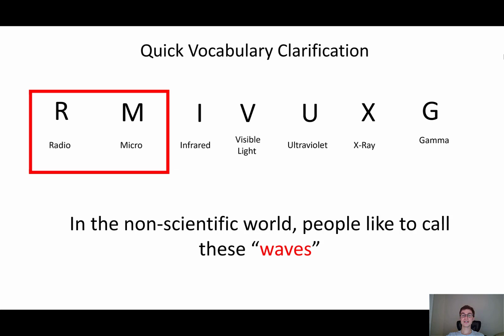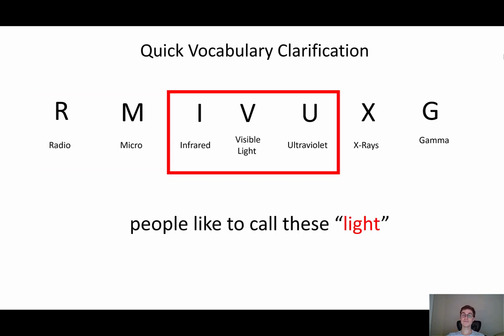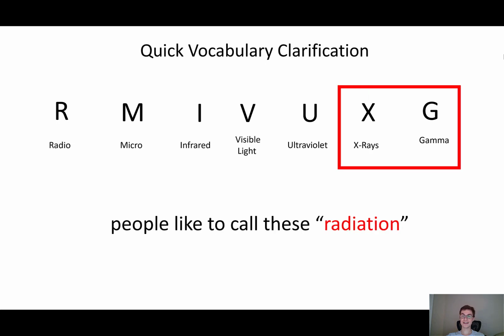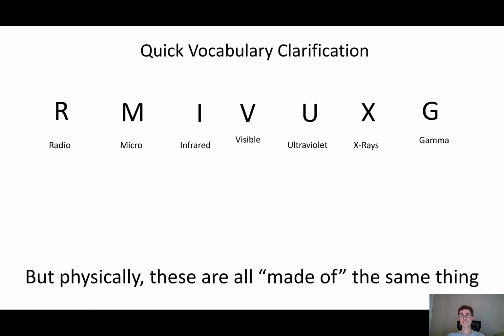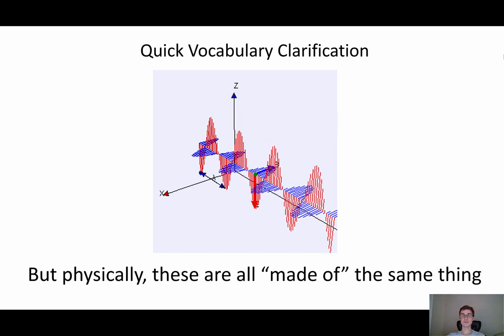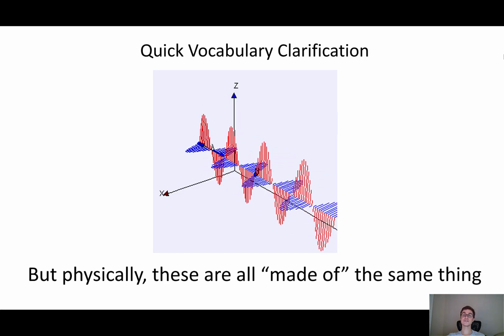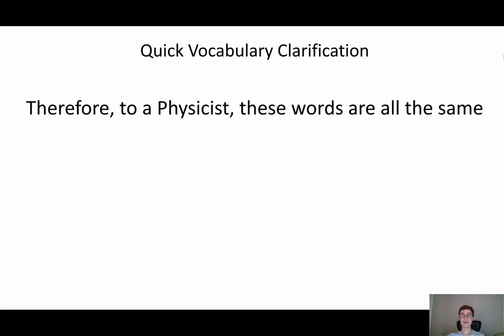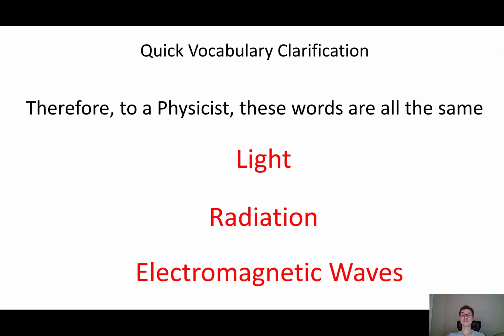So before I start, I want to talk briefly about vocabulary. In the regular non-scientific world, people like to say radio and microwaves. They like to say infrared, visible, and ultraviolet light. They like to say X and gamma radiation. But to a physicist, these are all made of the same thing. They're all made of those oscillating electric and magnetic fields. And so because they're all made of the same thing, these words are all the same: light, radiation, and electromagnetic waves. These are all synonyms. And so I might use any one of them to talk about light.